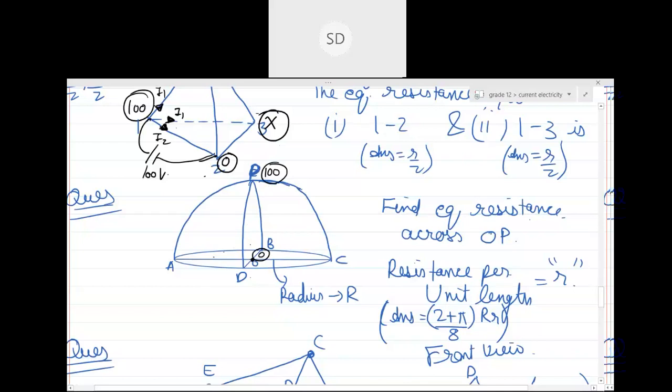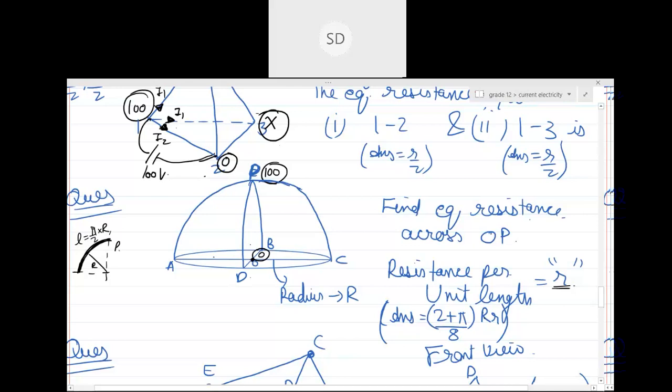First of all, here the resistance per unit length is given how much? R. So resistance of this circular part will be how much? What is the length of this part? If the radius is capital R, the length is pi by 2 times R, right? Yes or no, guys?